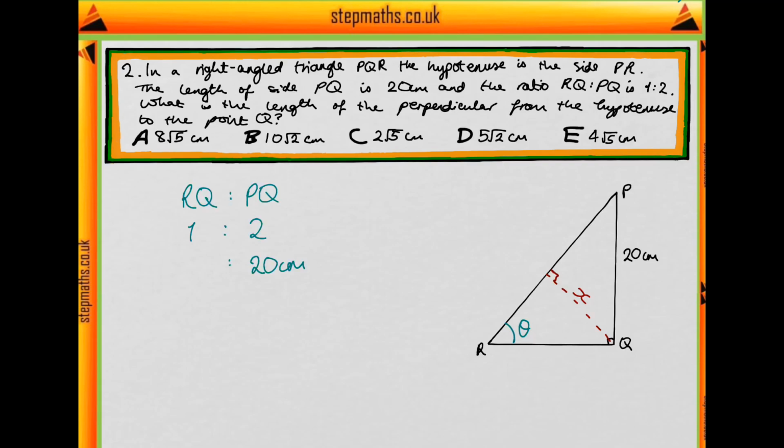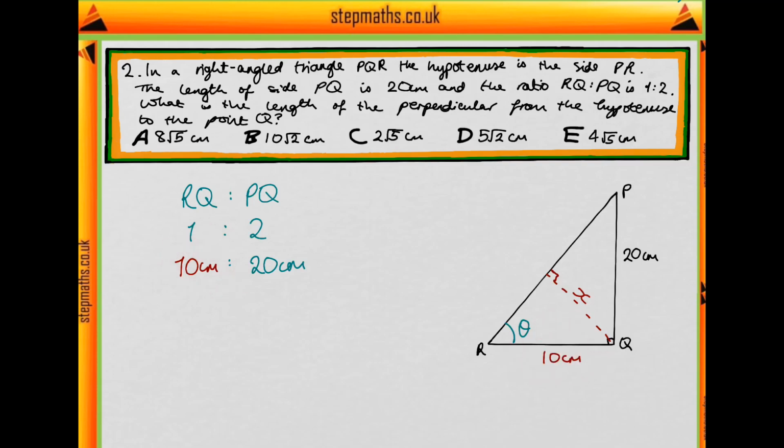So the way to do this is to use the ratio that we've been given. We're given that RQ to PQ is 1 to 2, and we know that PQ is 20 centimetres. So all we're doing from the 2 to the 20 is multiplying by 10. So we get that RQ must be 10 centimetres. So we've labelled that on there.